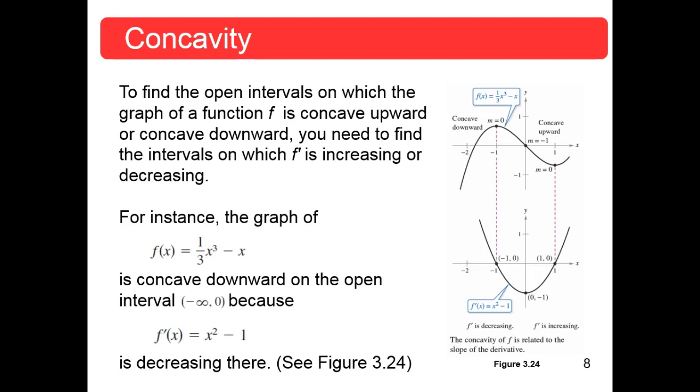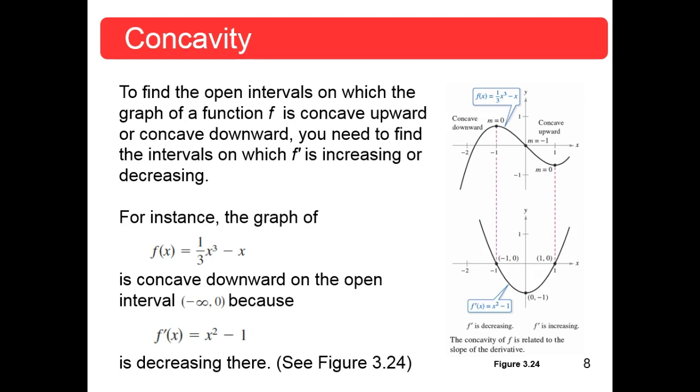All right. Concave downward on the open interval negative infinity to 0. Why do we say that? Okay. Because when this first derivative is negative, when is that negative? Not the first derivative is negative. That means it was a decreasing function. It's when the first derivative is decreasing.